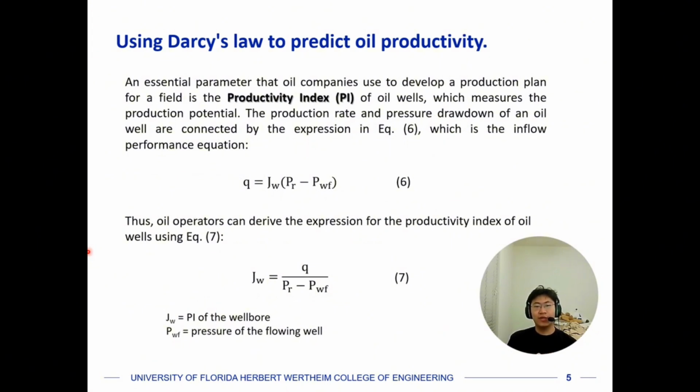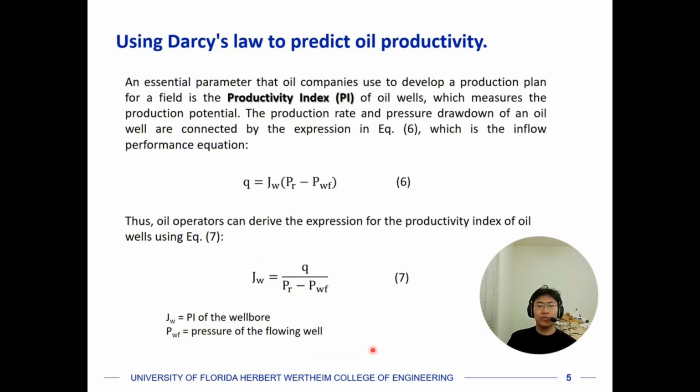And then equation 6 gives us the formulation of the productivity index. It tells us Q equals J_w, which is the productivity index, PI, times P_r minus P_wf. And then we get PI equals Q over P_r minus P_wf. And here, P_wf means pressure of the flowing well.